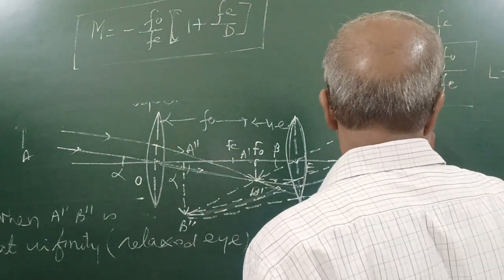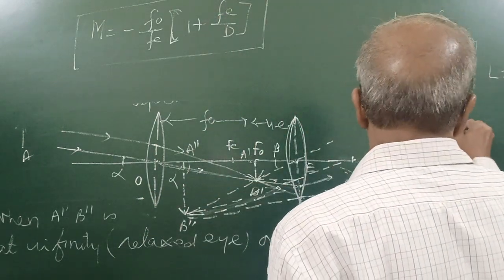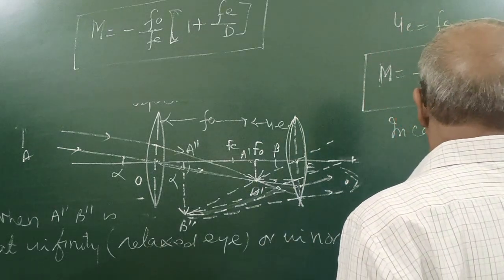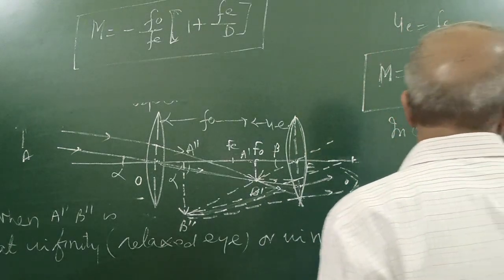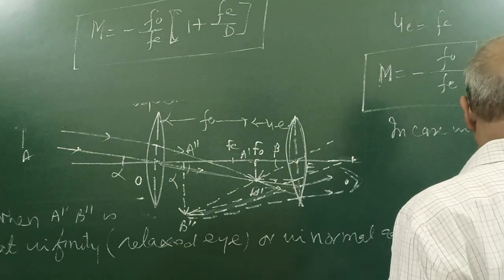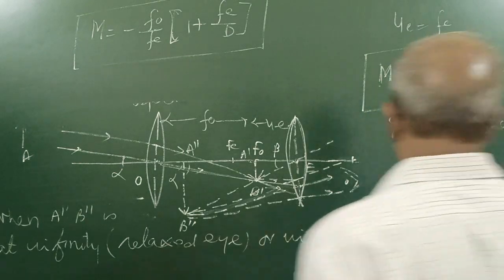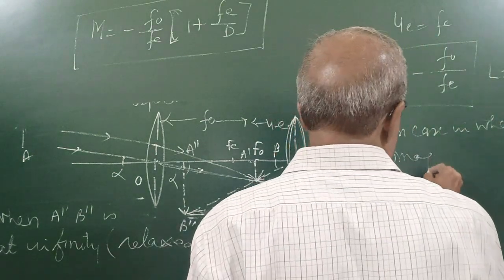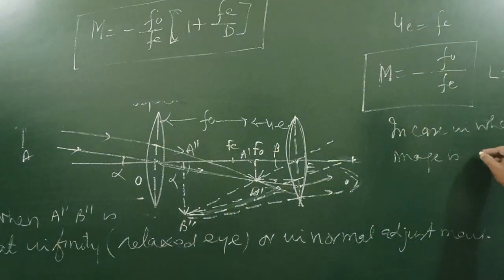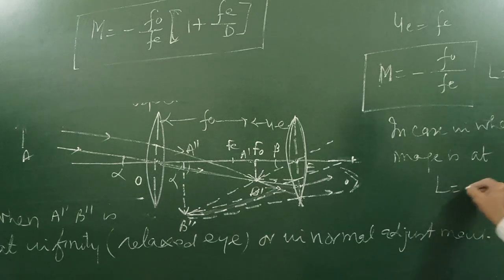In the case when the final image is at D, then L is equal to FO plus UE.